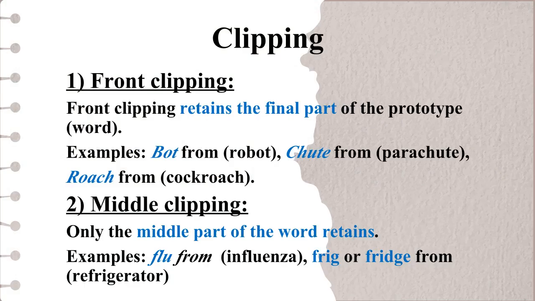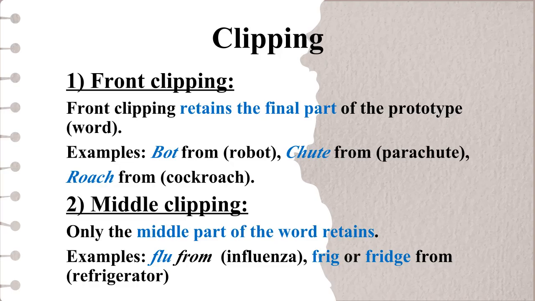For examples, bot from robot. In this example, it can be seen that the final part of the word robot is used to form a new word by reducing the front part, ro. And chute from parachute. Likewise, the last part of the word chute is retained and the front part of the word, para, is dropped. So as the roach from cockroach.